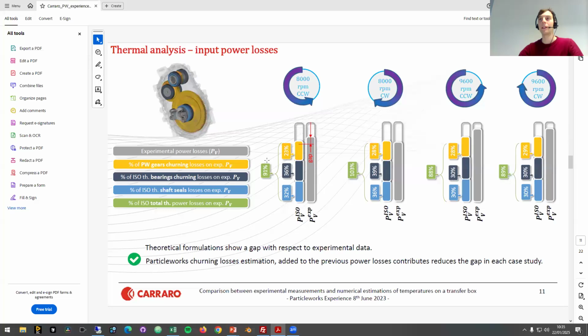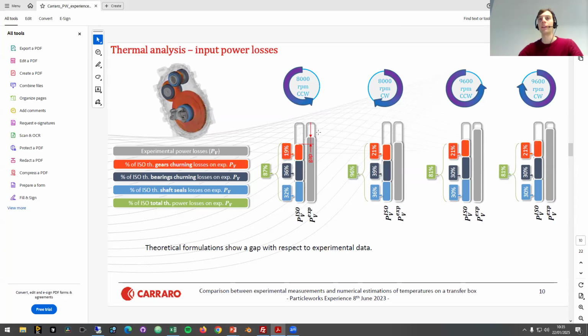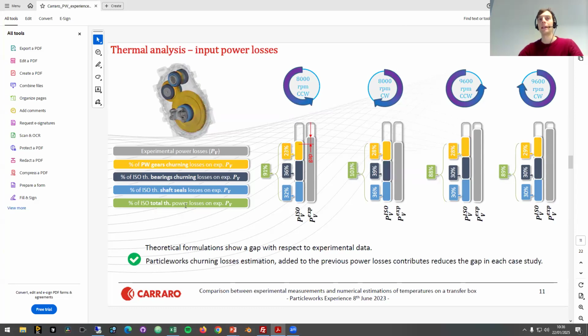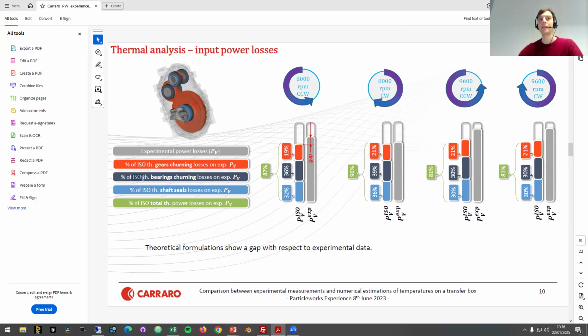You can see that the total gap decreases between the experimental and the predicted simulated power losses. So this is an example of how we can improve a workflow, moving towards the experimental phase, as compared to conventional estimation methods like, again, ISO standards. I hope Yogesh is satisfied.